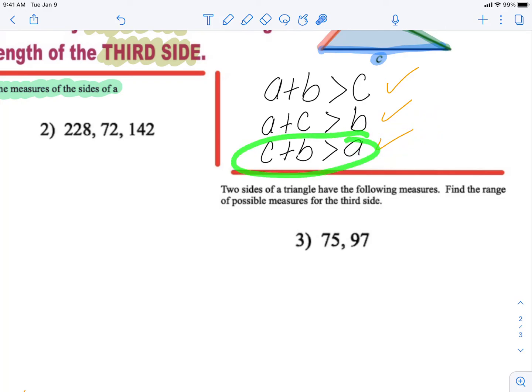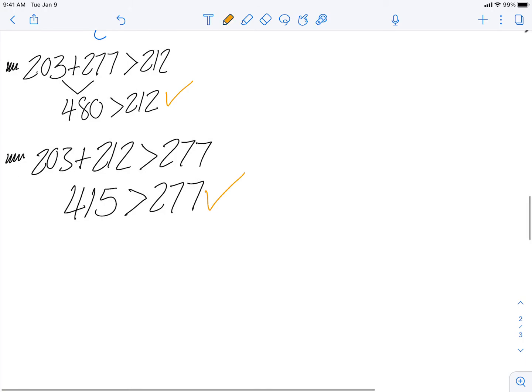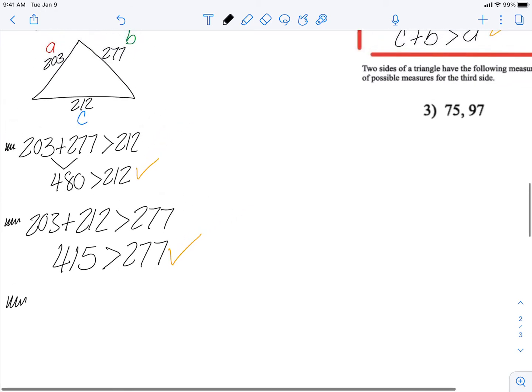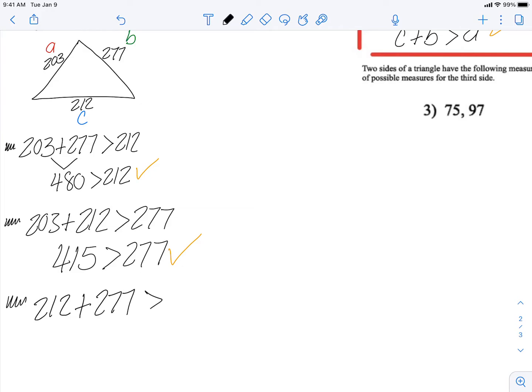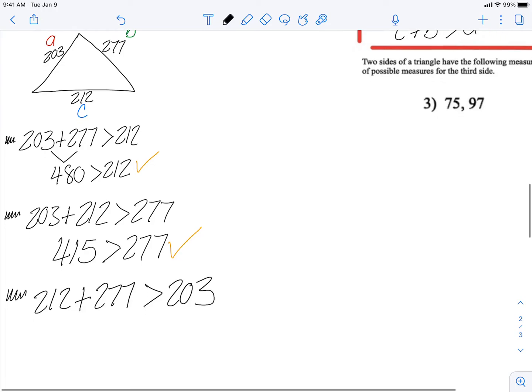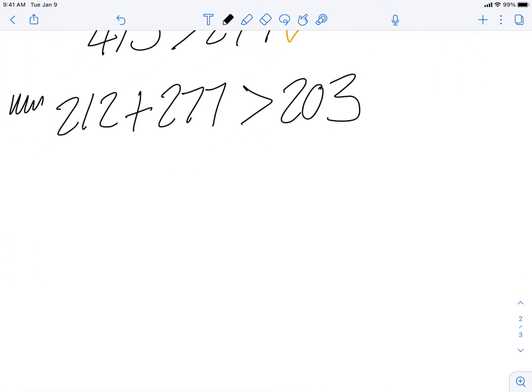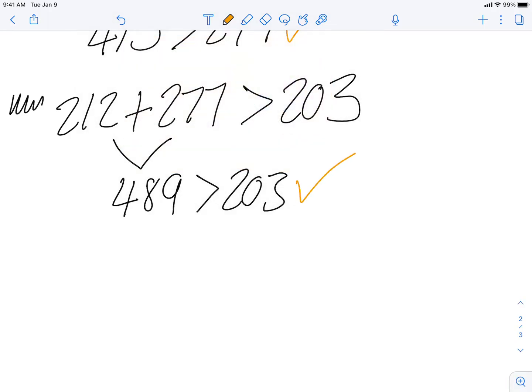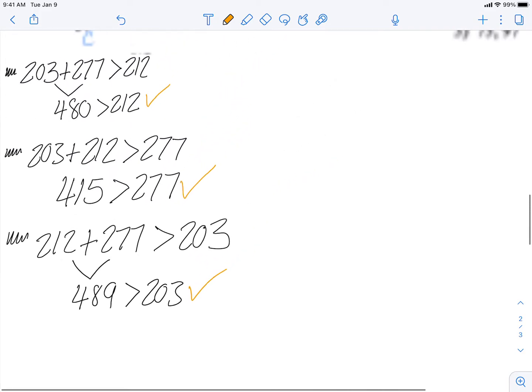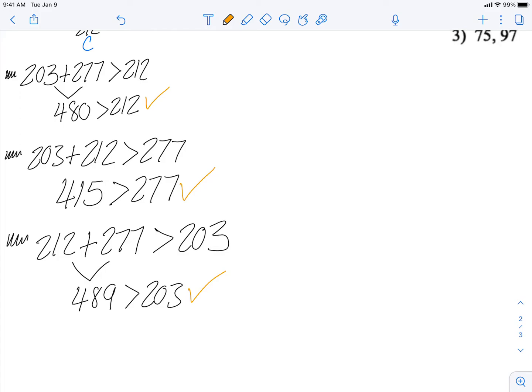C plus B is greater than A. C is 212 plus B is 277 is greater than A, 203. Well, 212 plus 277 is 489. Is 489 bigger than 203? Absolutely it is. Now, kiddos, I was able to add in my head, but if you're not, use the calculator. That's why the calculator will be in the assignment.